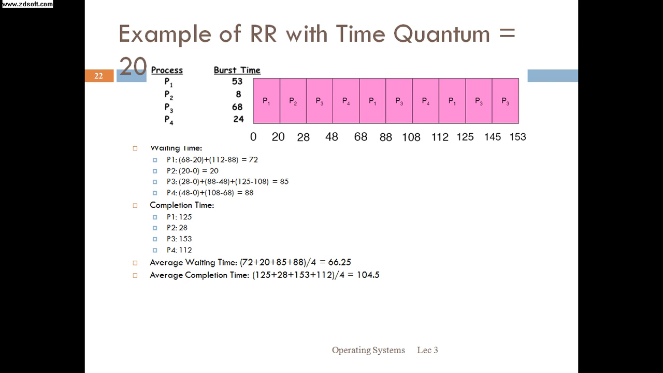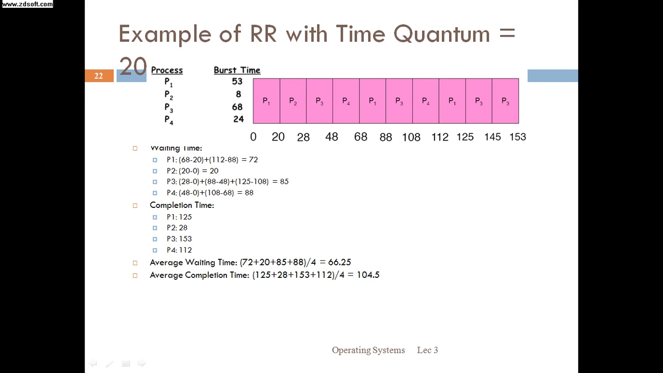So we can explain this round robin algorithm with an example. Here we consider the time quantum as 20 milliseconds. There are 4 processes available, and these are the corresponding burst times. We have allocated P1, P2, P3 in FCFS order, but only for a time quantum equal to 20 milliseconds.